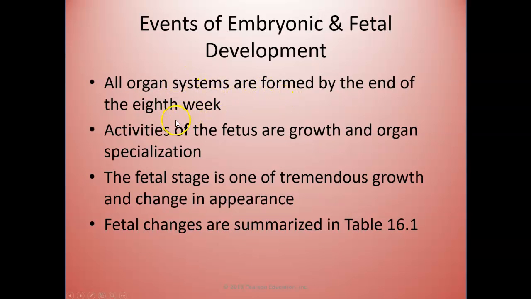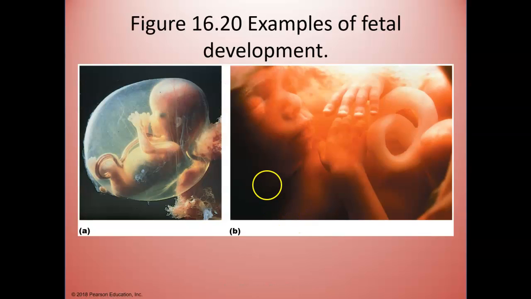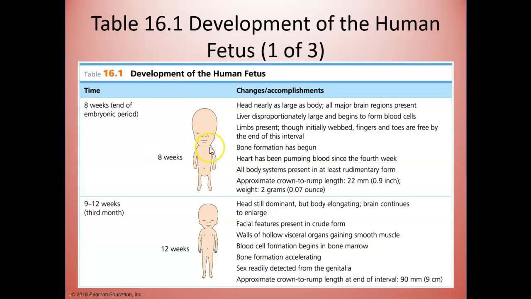Other organ systems are formed by the end of the 8th week after fertilization, and the activities of the fetus are growth and organ specialization. This is one of tremendous growth, so we looked at that idea of going from week 8 to week 12, just how much more it grew across that one month period. This next couple of slides show the summary of changes here. Here again, we can look at some fetal development from there to there. That's just a picture in your book. But by week 8, these are the changes that are accomplished.